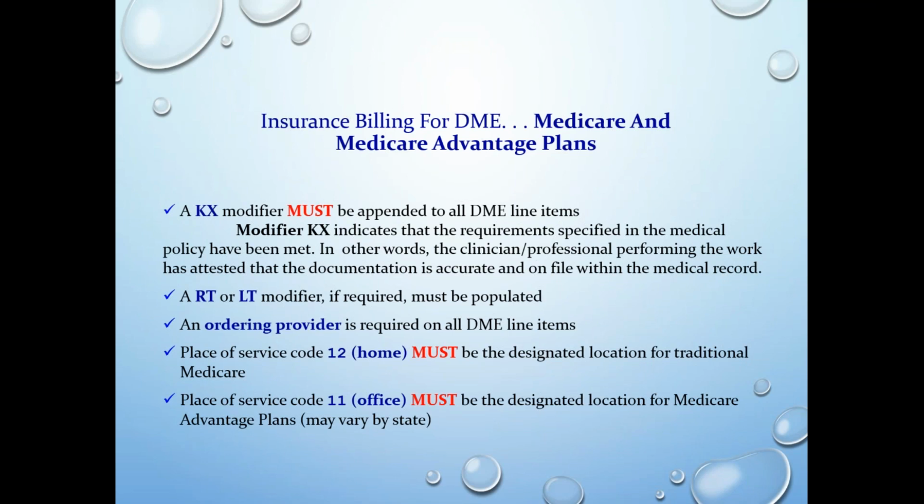Also, for Medicare and Medicare Advantage patients, you must use an LT or RT modifier. You have to have an ordering provider. That ordering provider happens to be you. The place of service is home. The patient is using this device in their home, for traditional Medicare. It's sometimes office for Medicare Advantage plans. You have to know, according to your location, according to your jurisdiction, because that does vary state by state. Next slide, Alan.